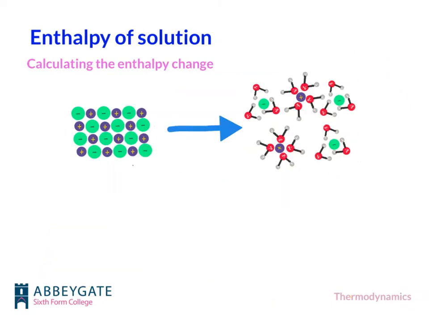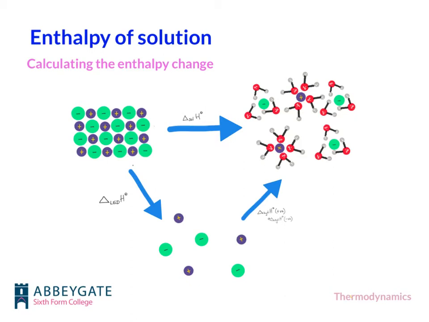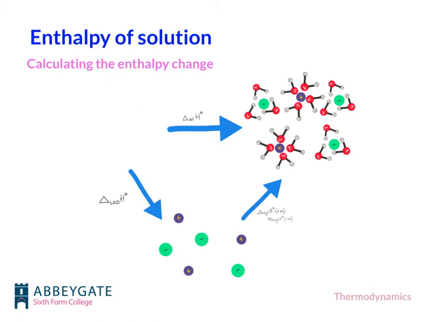So now we need to look at how we would actually go about calculating this enthalpy of solution, going from the ionic solid to the hydrated ions. So 1 mole of ionic solid is going to turn into 1 mole of hydrated ions. And to get there, we're going to have this imaginary state where we've got 1 mole of gaseous ions. Now, we know that to go from the ionic solid to the gaseous ions is our lattice enthalpy of dissociation, and to go from the gaseous ions to the hydrated ions is our enthalpy of hydration, and we've got our positive enthalpy of hydration and our negative enthalpy of hydration.